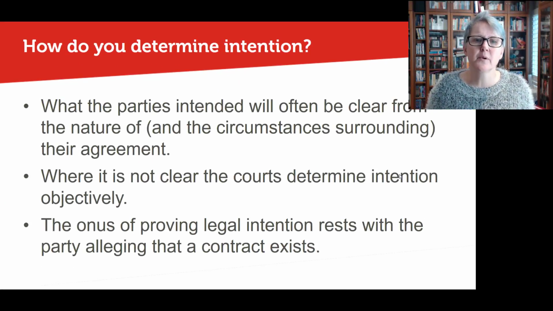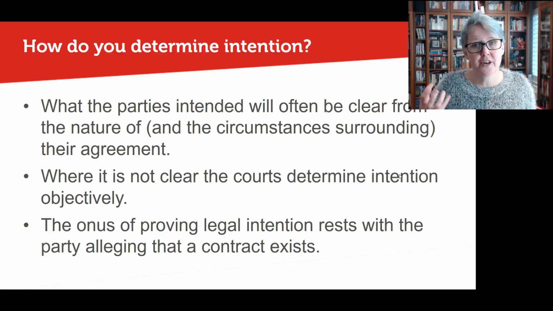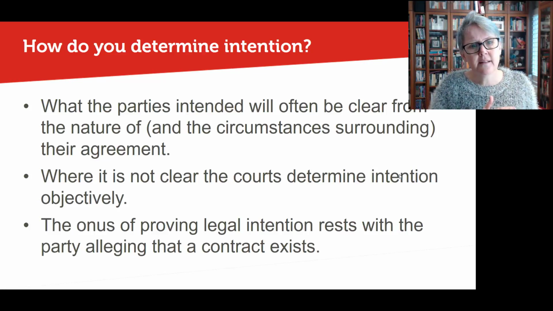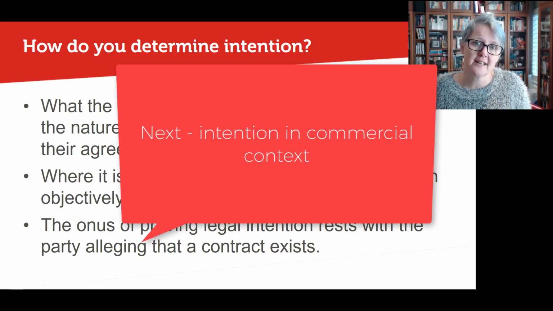So how do you determine the existence of intention? What the parties intended will often be clear from the nature of and the circumstances surrounding their agreement. In Ermogenous, it was an employment agreement. So the intention of the parties was clearer that it should be, on an objective basis, a commercial relationship and a legally binding one. Where it isn't so clear, then the courts will look objectively. And the onus of proving legal intention rests with the party alleging that a contract exists.